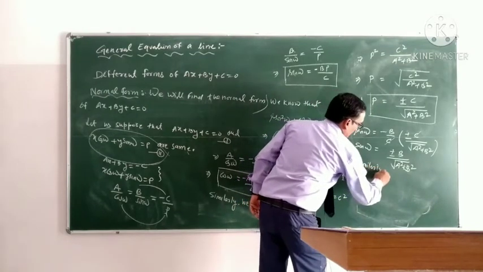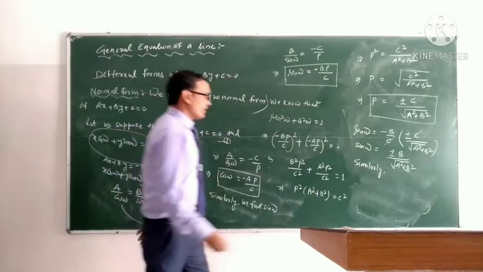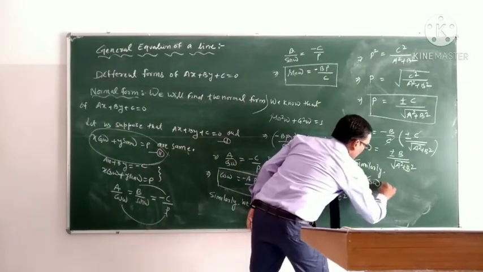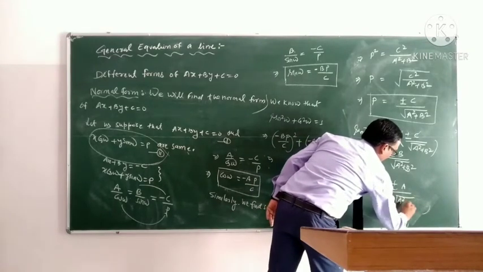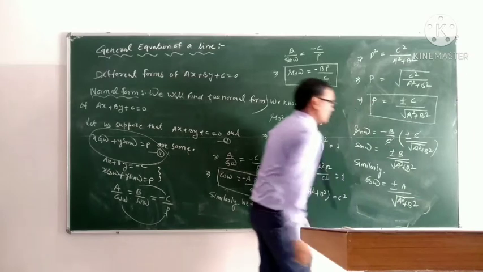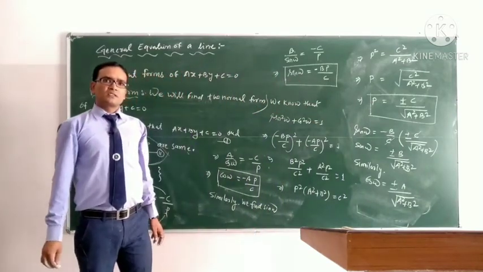Similarly, we put the value of p in a cos omega, then we find the value of cos omega equal to plus minus a upon square root a square plus b square. Okay students?